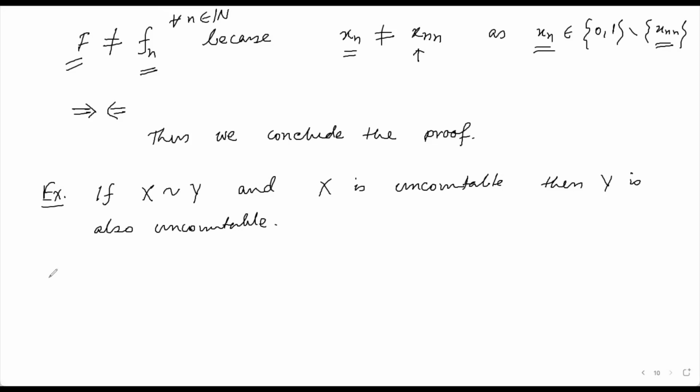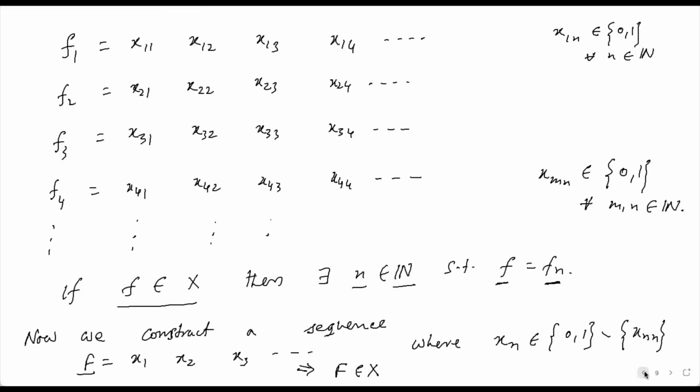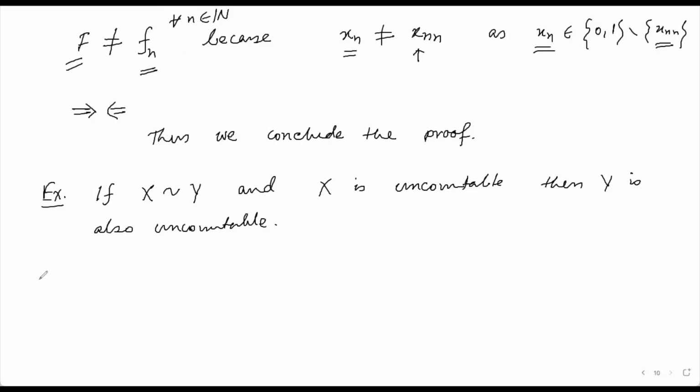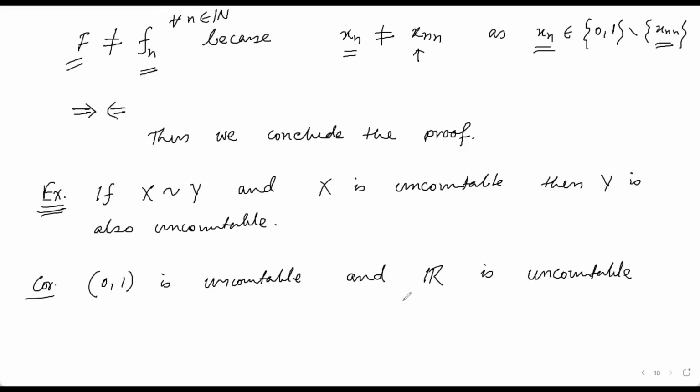And now, as a corollary of theorem 8, we prove that the open interval (0,1) is uncountable, and by this exercise, hence the set of all reals R is uncountable, because R is equivalent to the open interval (0,1). So before we stop, we prove that this is uncountable.